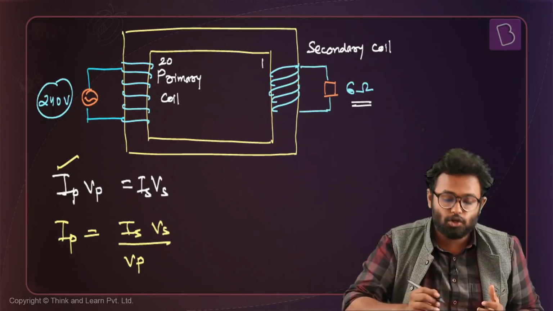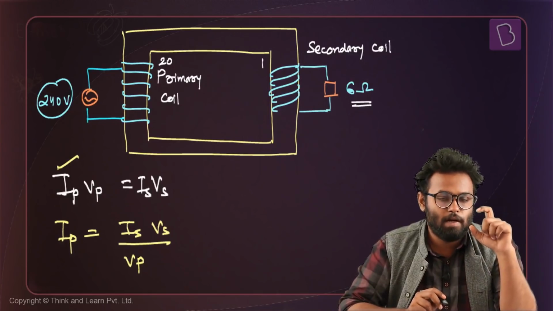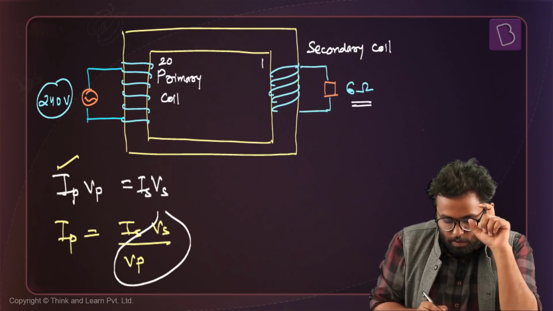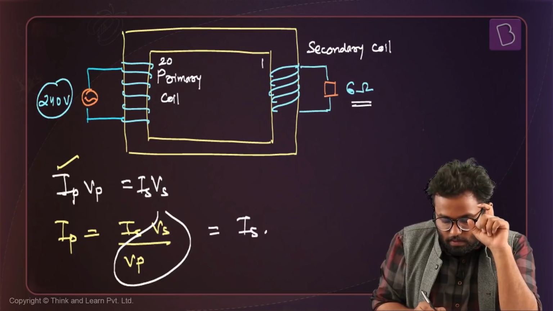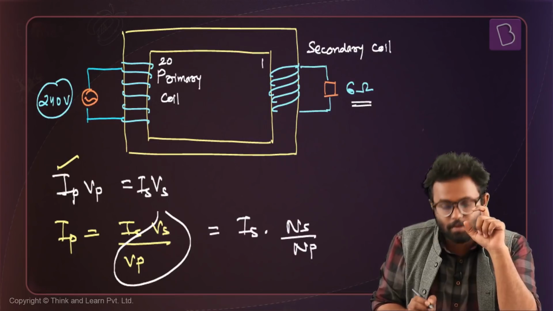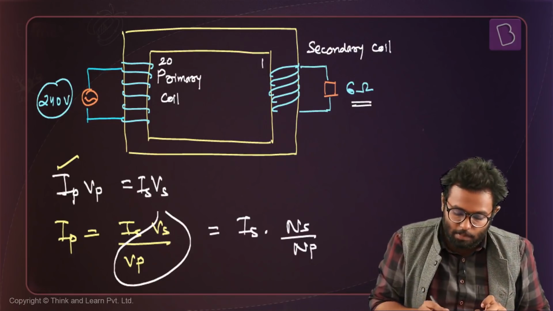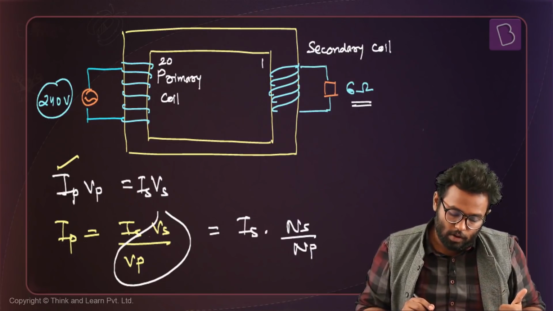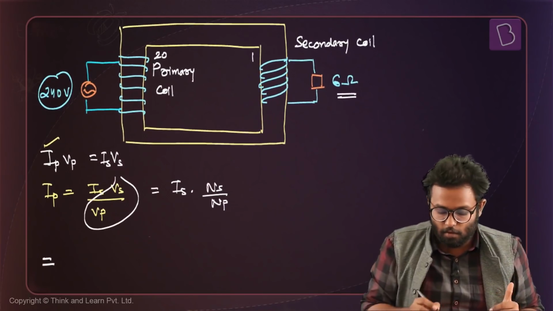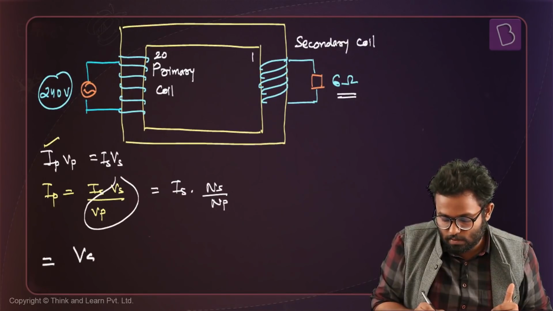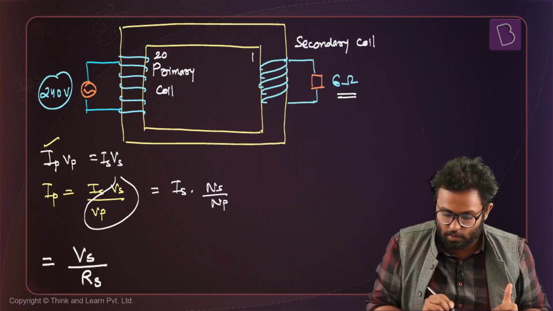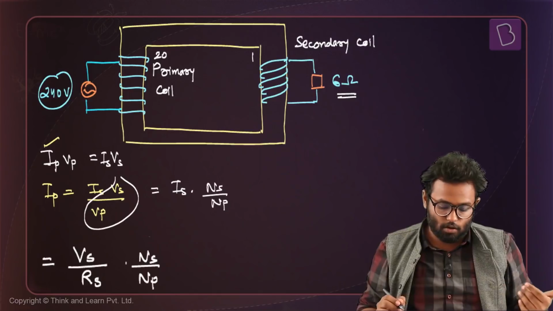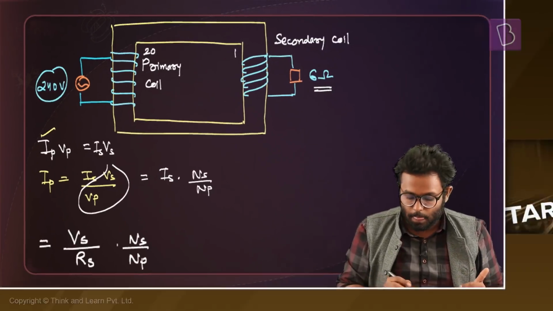I know that the ratio of the EMFs of a transformer is the ratio of their number of turns, the ratio of the EMF of the secondary and the primary, basically what I mean. So this VS by VP can be written as NS by NP. Okay, this is the important part. So IP is equal to IS times NS by NP, but I don't know what IS is. Alright, so what am I going to do? So I can write IS again in the form of VS by RS, times NS by NP. Do I know VS? I don't know VS.